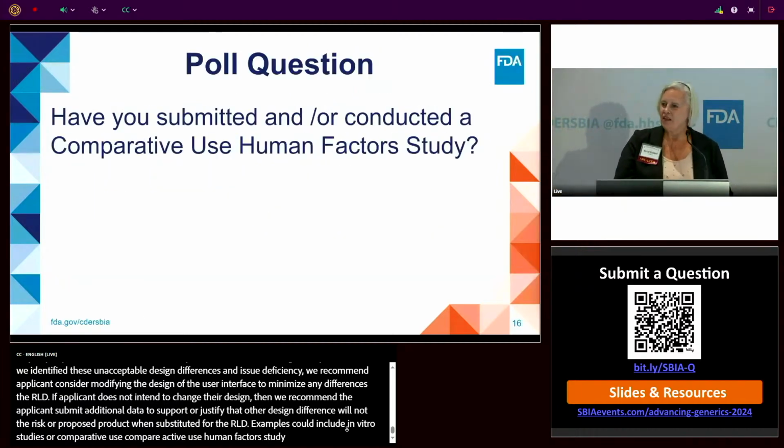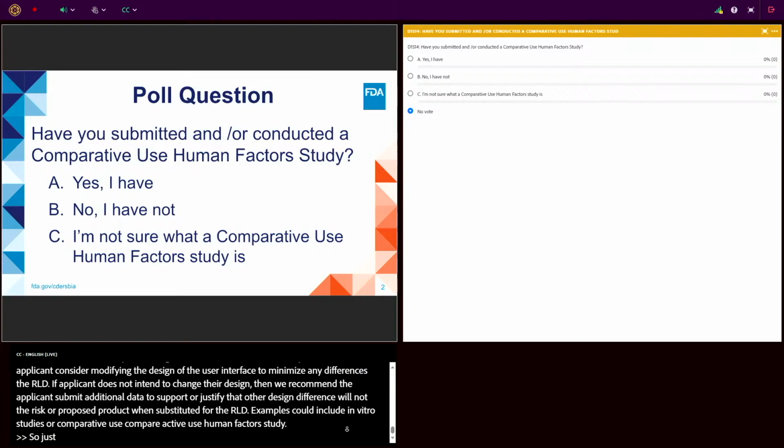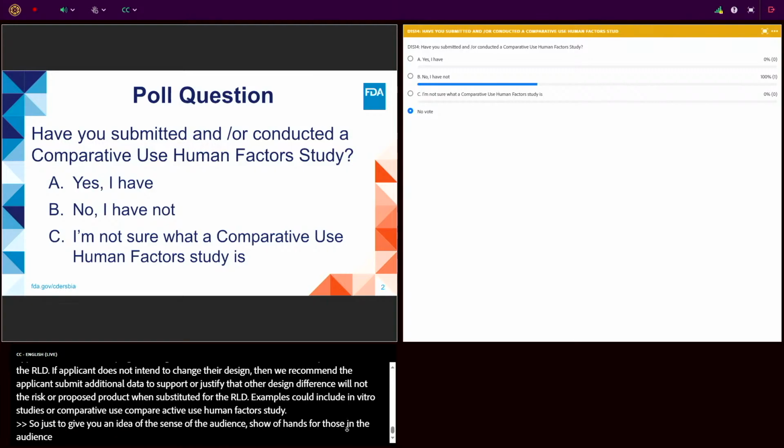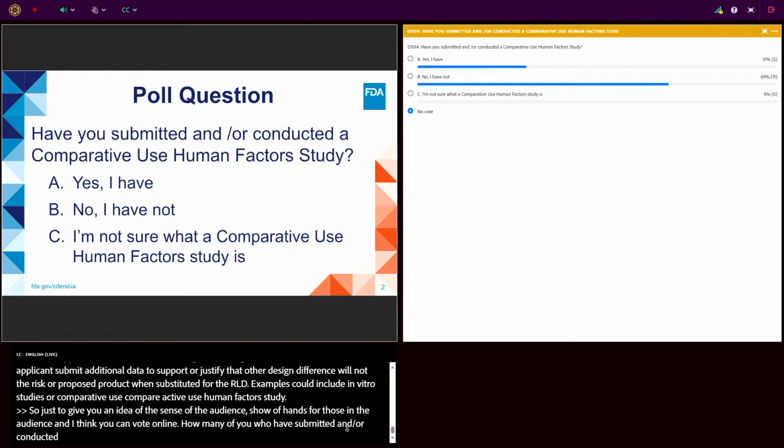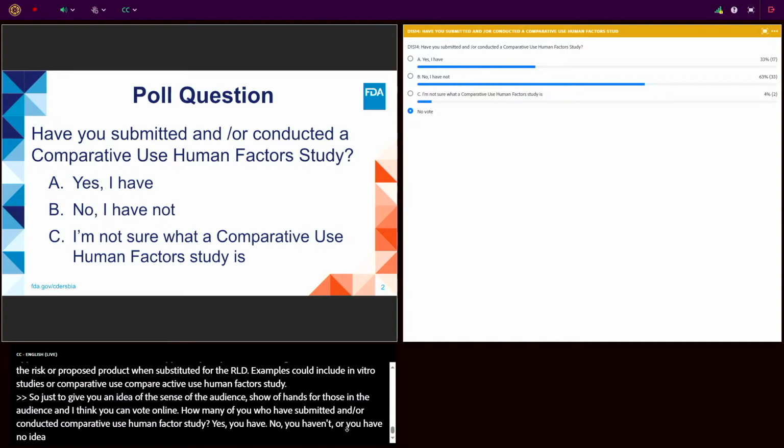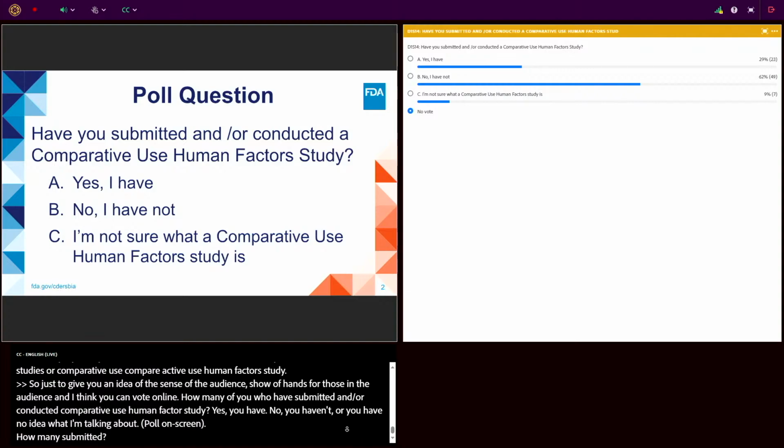So just to get a sense of the audience, a show of hands for those in the audience, and I think you can vote online. How many of you have submitted and/or conducted a comparative use human factor study? So yes, you have, no, you haven't, or you have no idea what I'm talking about. So how many have submitted? 1, 2, 3. So how many have not? The vast majority, I'm assuming, have not.